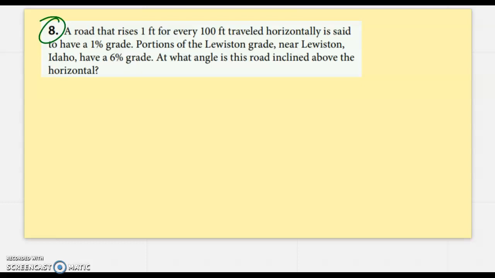So if we go 100 feet like this, let's say that's 100. Obviously, this isn't going to be drawn to scale. It's going to go up 6 feet. That's, again, not to scale. It says at what angle is this road inclined above the horizontal? So we're looking for this angle down here.